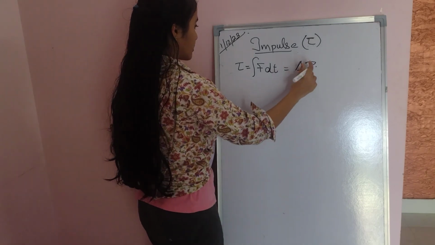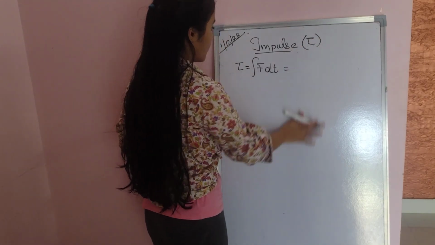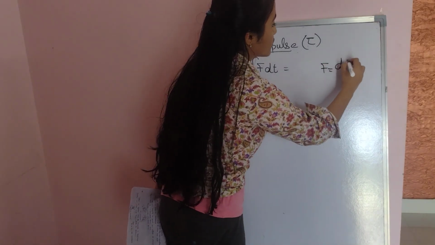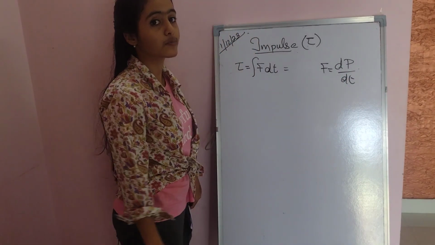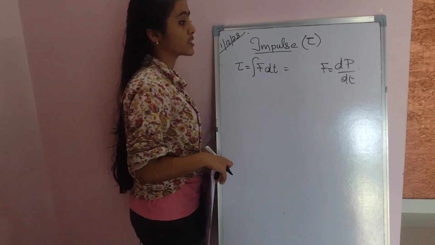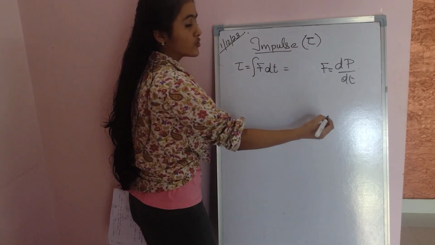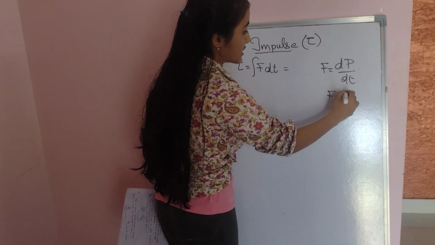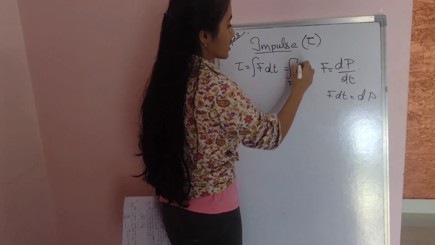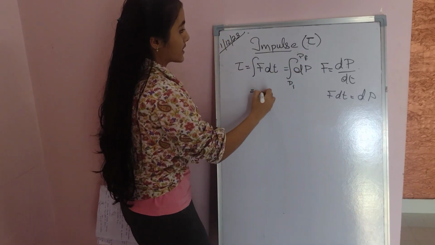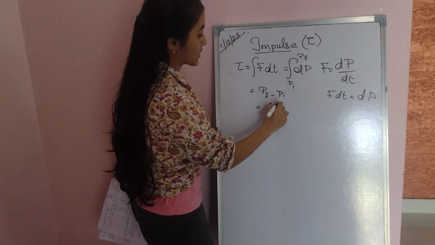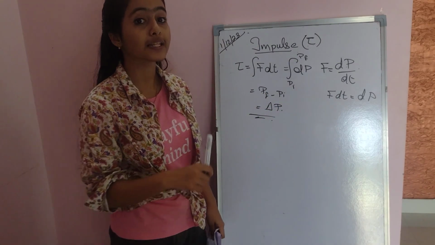Here we can prove that. According to Newton's second law, the force acting on a body is equal to the rate of change of its momentum. So dp by dt is equal to F. Now we can write F dt as dp. So the integral of F dt is the integral of dp from p initial to p final, which is p final minus p initial. Therefore we can define impulse as change in momentum.